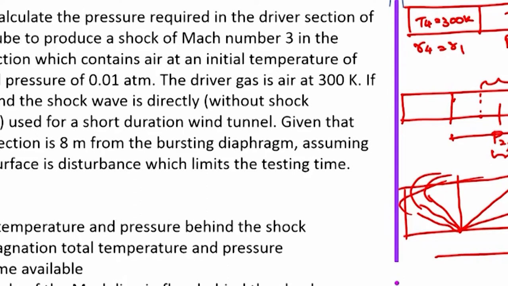So what do we need to calculate? Static temperature and pressure behind the shock, stagnation total temperature and pressure, test time available, and the angle of the Mach line in the flow behind the shock. Okay. So the first point is to calculate the pressure required in the driver section. So what is P4?